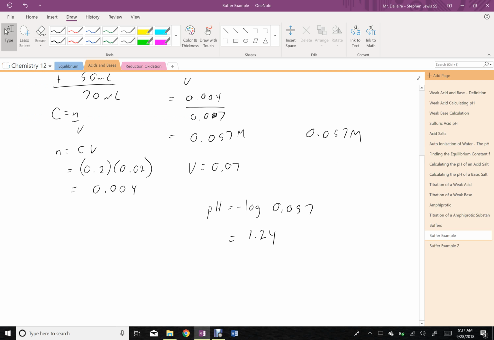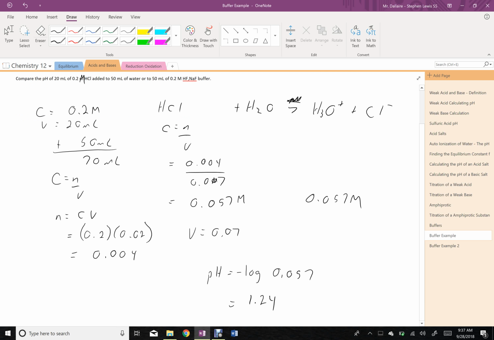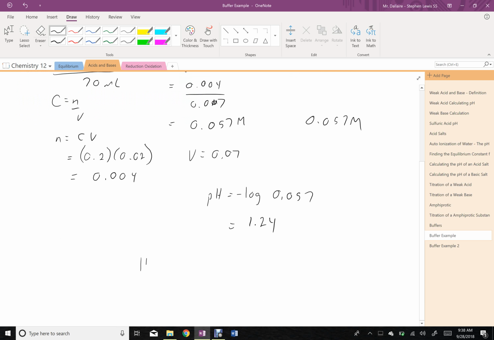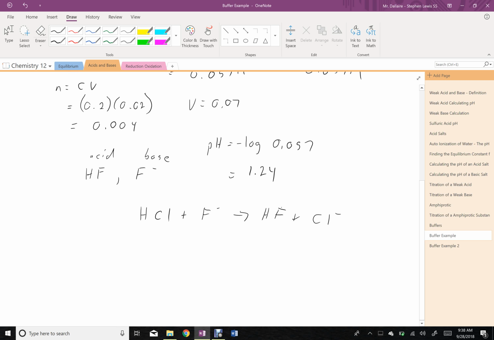Now let's look at what happens if I add the same thing into my buffering solution. So here I'm going to have my HCl going into my buffer, and my buffer contains HF and F-. This is an acid, this is a base, the conjugate. So this being an acid will react with the base, F-, to produce some more HF and some Cl-, which doesn't matter, that's not going to do anything.